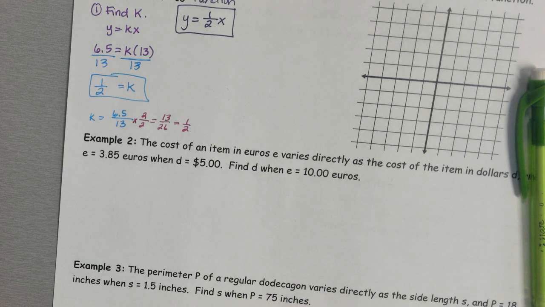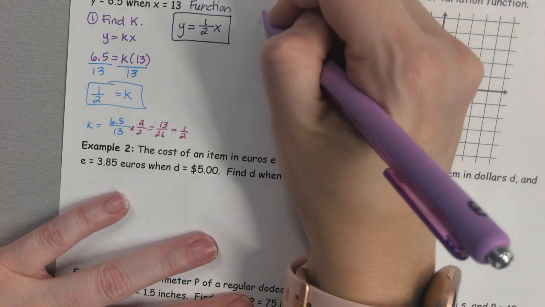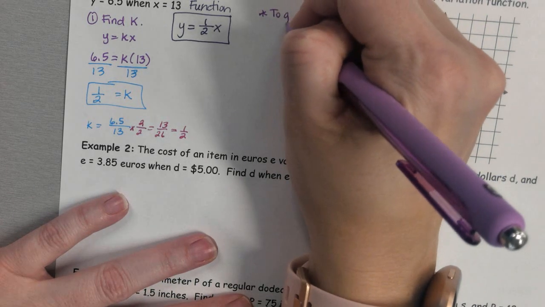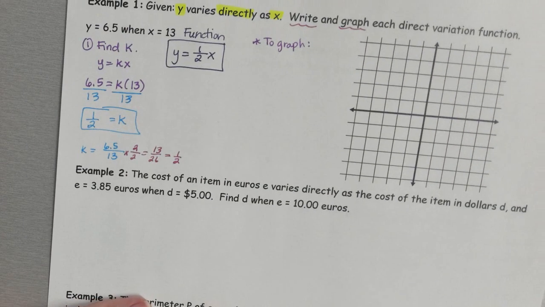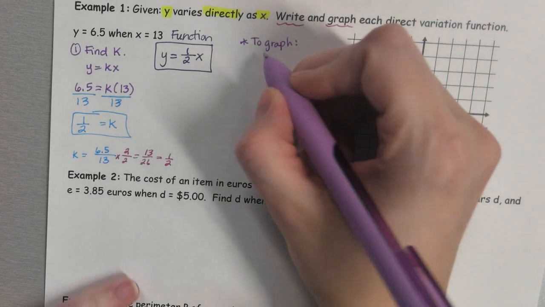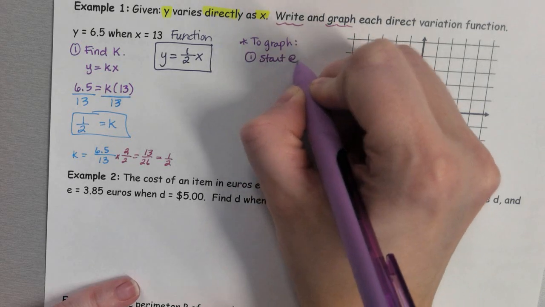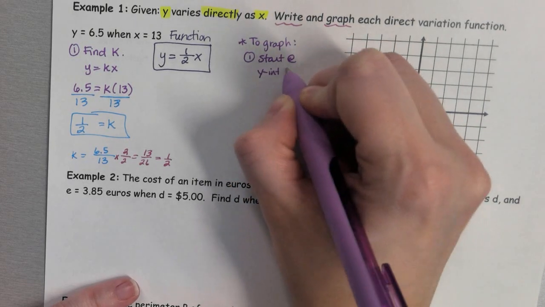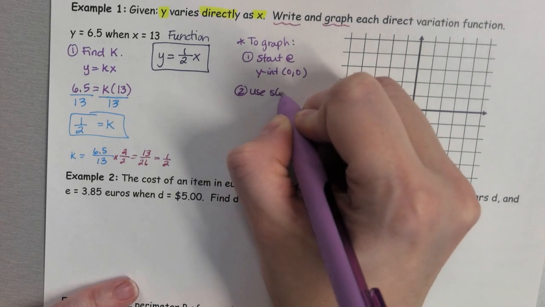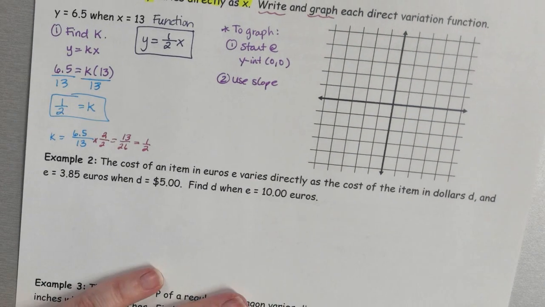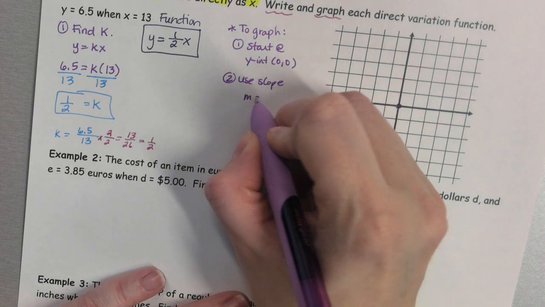When you are graphing a linear function, do you remember where you start? Okay, in this case it's 0, 0. Why? Okay, so start at your y-intercept, 0, 0. And then we're going to use our slope. Okay, so we're going to start at 0, 0. And then your slope is 1 over 2.